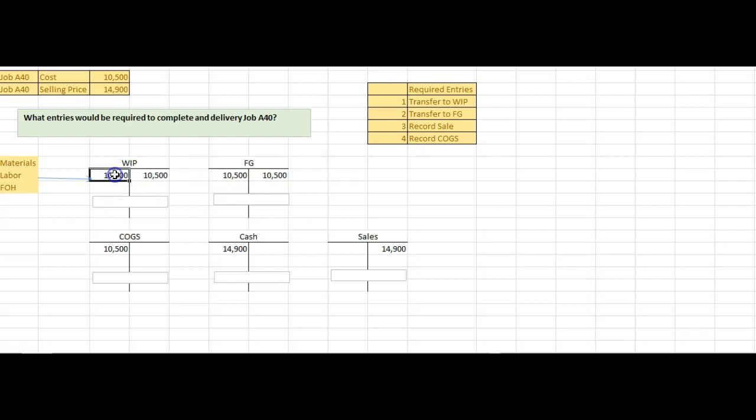So this is the flow. It comes in from the materials, labor, and factory overhead. Then it goes out and goes to finished goods. It gets from finished goods, we end up putting it into cost of goods sold as an expense, and we record the sale. So let's do another one.